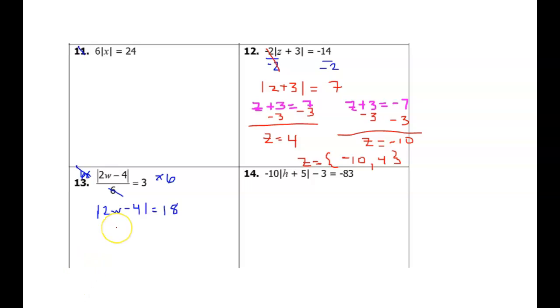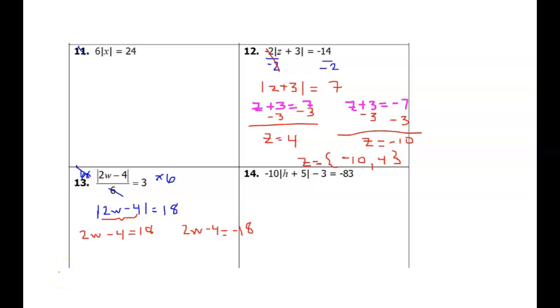Be careful. Before you guys go to solve, make sure you don't forget the most important step. You cannot solve this yet. Remember, guys, once you've isolated the absolute value, take whatever is inside of the equation, set it equal to the negative and positive of whatever is on the other side of the equation. So I have to set this equal to positive 18. And then I got to set 2w minus 4 equal to negative 18. Guys, do not forget that step. That is the most important step because the rest of this is very simple.